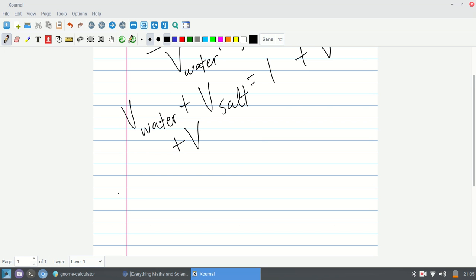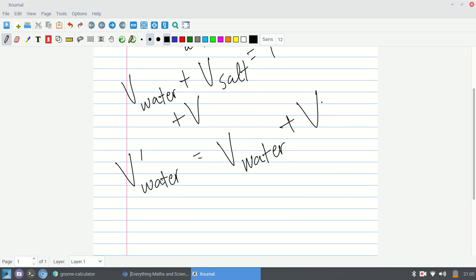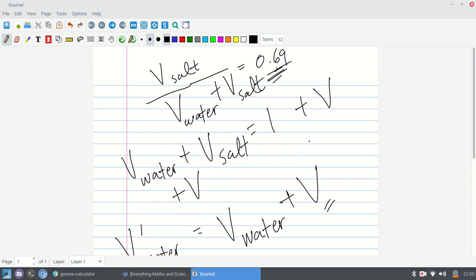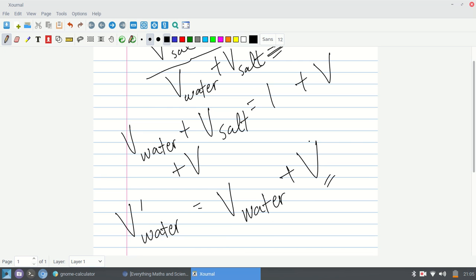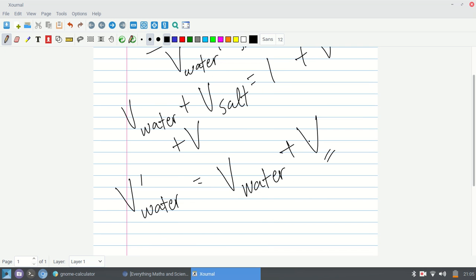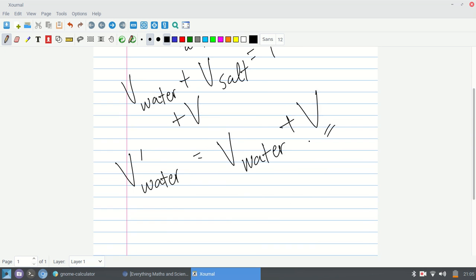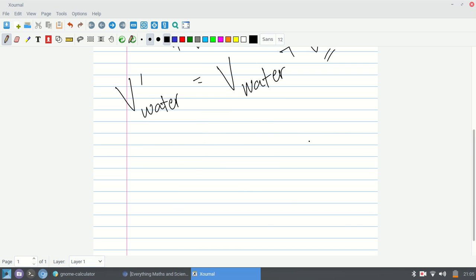So if we call the new volume of water the original volume of water plus some value, we need to figure out what this new V is. So if we put everything in terms of V, then we're pretty much good. We can pretty much solve our problem. So V salt doesn't change, right? V salt does not change at all.